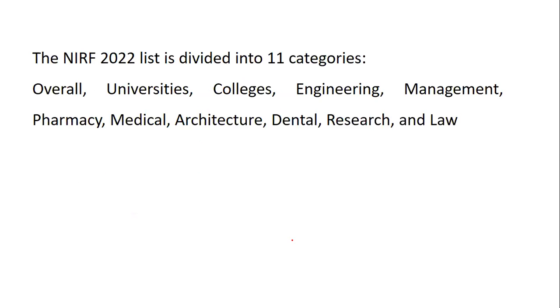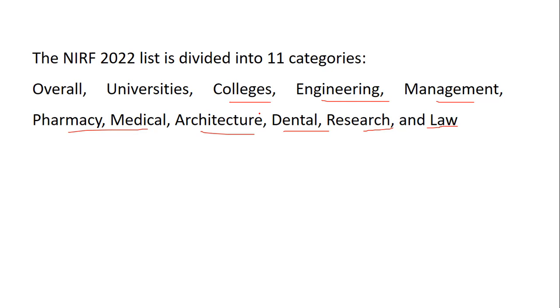Okay. Then the NIRF 2022 list is divided into 12 categories. That is the overall category, then we have university, colleges, engineering, management, pharmacy, medical, architecture, dental, research, and law. So these are the categories which are a part of NIRF ranking. I'll repeat again: overall, university, college, engineering, management, pharmacy, medical, architecture, dental, research, and law.